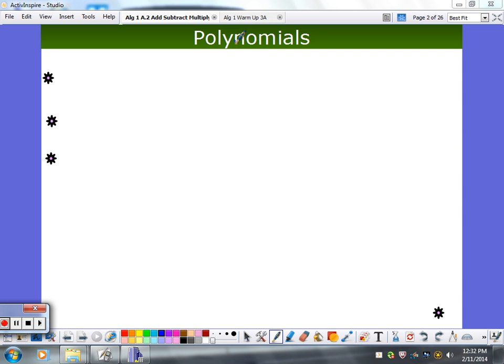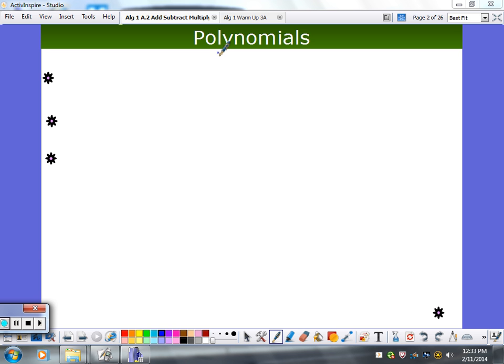Polynomials. Did anybody here take an English class? Latin even? The word poly means what? We don't know that yet. Polygon. Poly means many, and polygon means many sides. This is Latin for you.